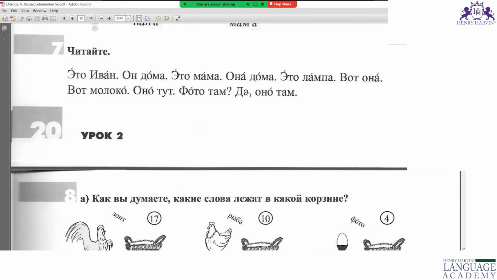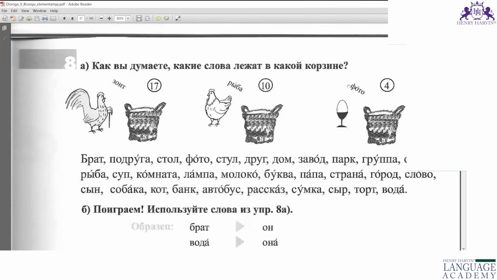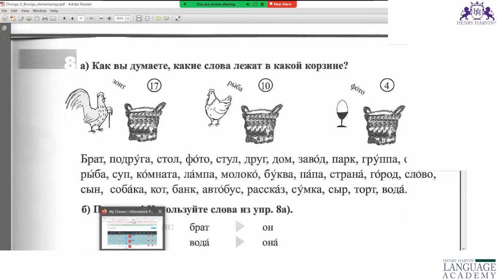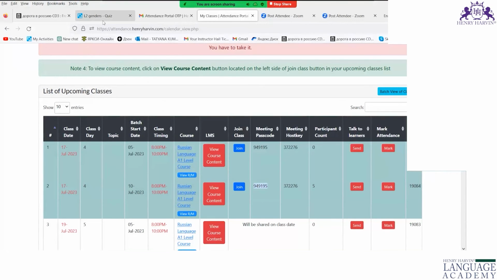Фото там? Да, оно там. Why did we say оно? Because фото is neuter. But лампа, we change to the pronoun она because лампа is feminine. Letter A is here. Okay? So now, whenever you see any new noun, pay attention to the ending to understand which gender it is. Okay? So now we will do one test. Before we go to this test, I have another test for you here.